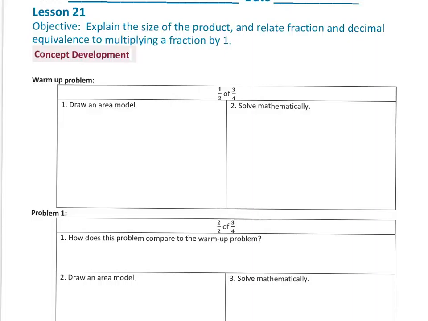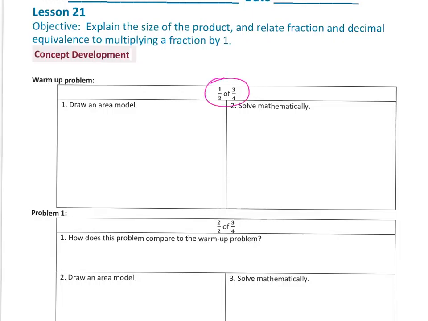Hi, fifth graders. So we're going to work today on making sure we really understand the relationship between fractions and decimals. That is, we want to make sure you understand that fractions and decimals are the same thing. Decimals are a type of fraction. So we're going to work on that a little. So first off, let's look at our problem.